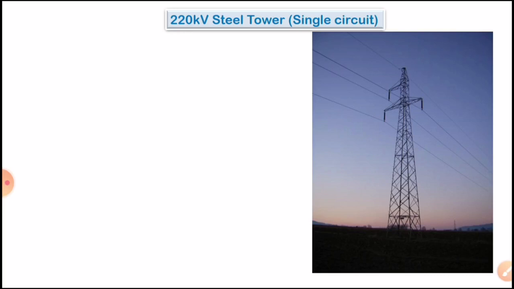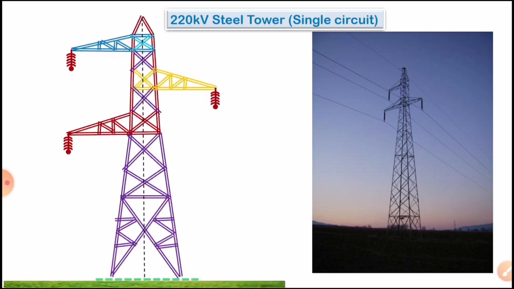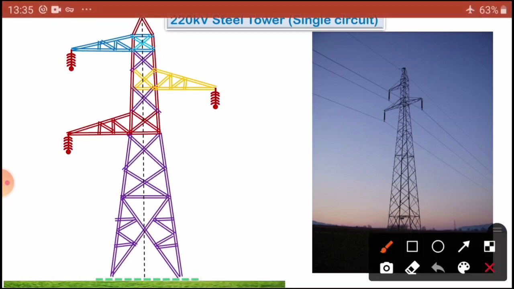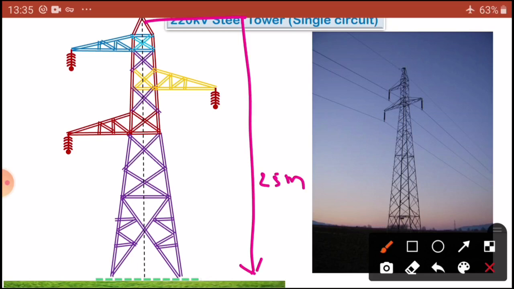So nearly 25 meters they will use for the single circuit. The double circuit further increases. This is a 220 kV single circuit. Let us draw this one. So this is a total circuit. Here the total length of our tower is equal to 25 meters. Now this is 17 meters as usual.